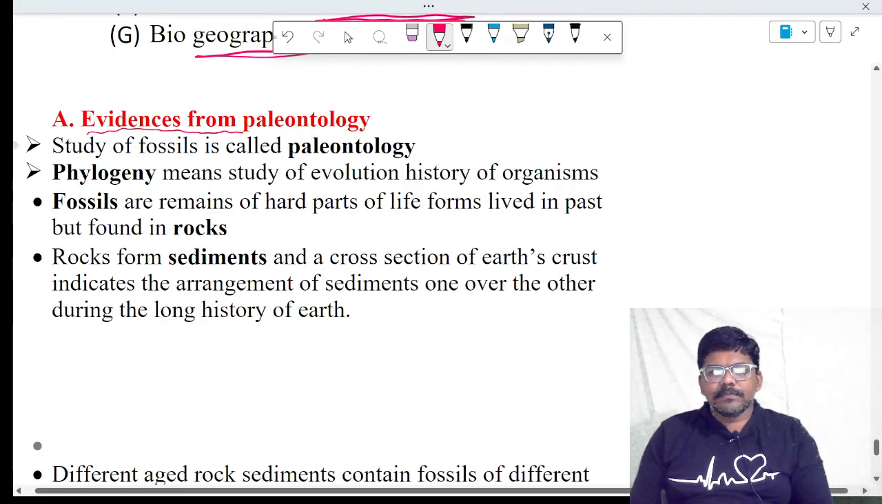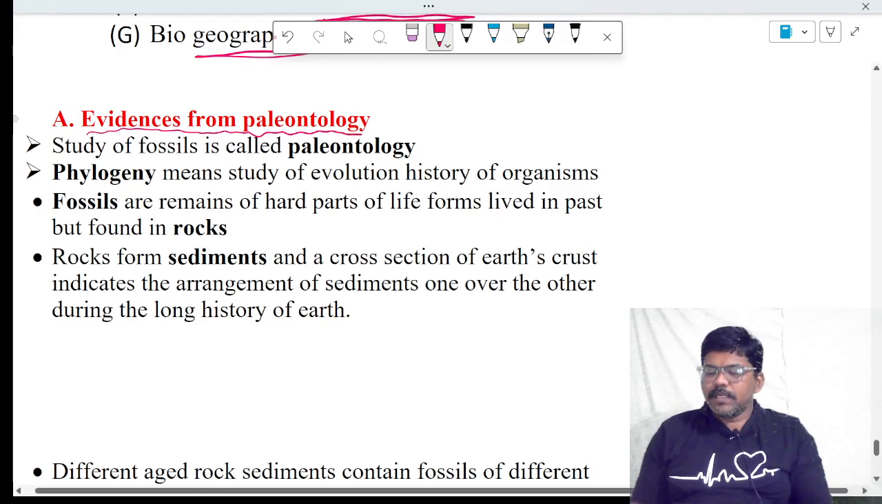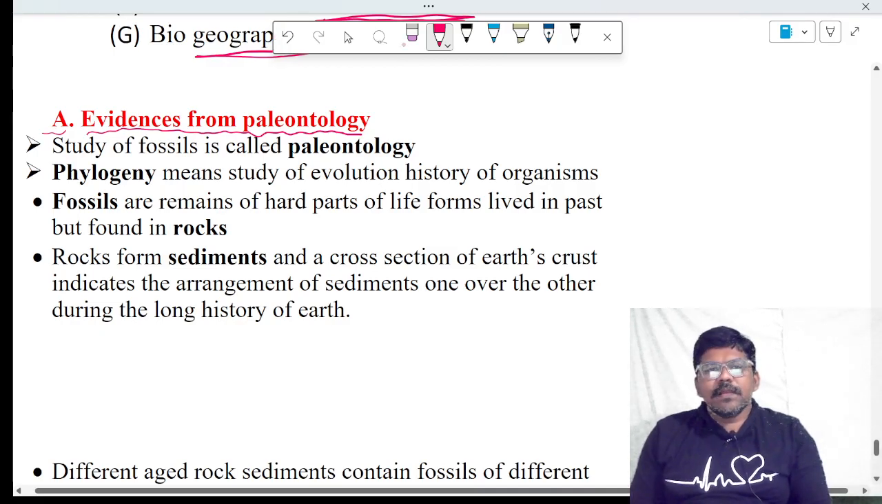Now we will discuss evidences from paleontology. Evidences from paleontology. This is the first evidence. First of all, paleontology means the study of fossils. Study of fossils is called paleontology.